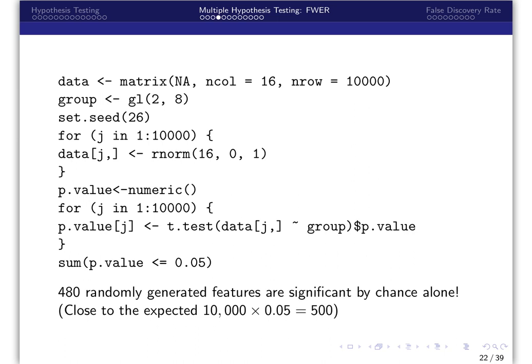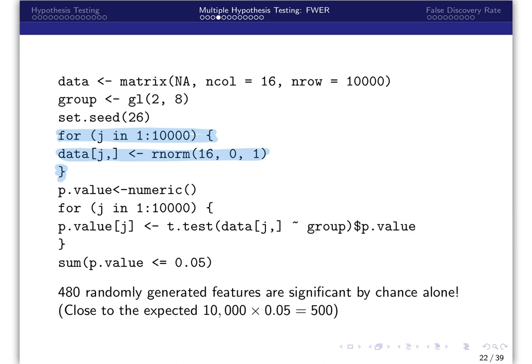In the first line, we create a data matrix that will have 10,000 rows representing genes and 16 columns representing samples. We generate levels for a factor variable to represent group, where there are 8 observations in each of 2 groups. I set the random seed only if you want to replicate my results. Then for j going from 1 to 10,000, the data matrix is filled in by drawing a random sample of size 16 from a standard normal distribution.